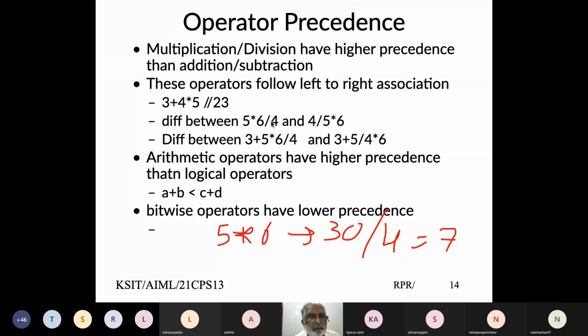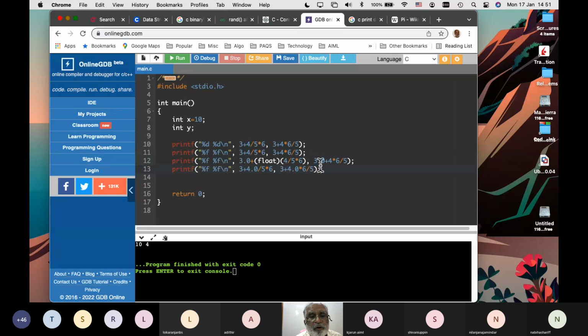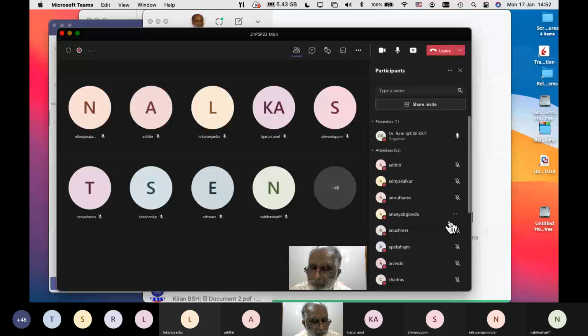Let's look at the next part. Now can you tell me the answers of these four? What would you print? What would the output of the first one be? Ten. Yes, what's the answer? Please tell your name so that I can recognize you. First one, 10. Why 10?